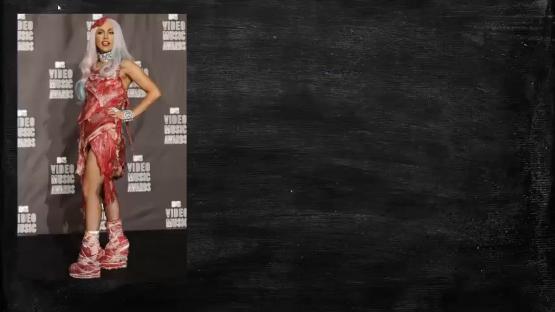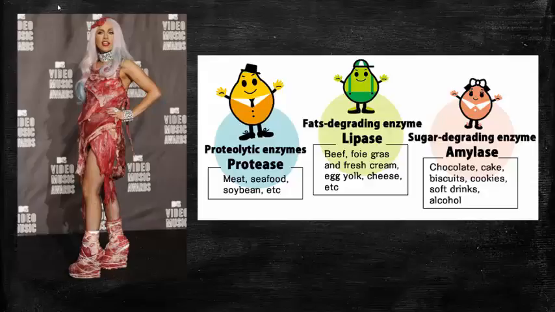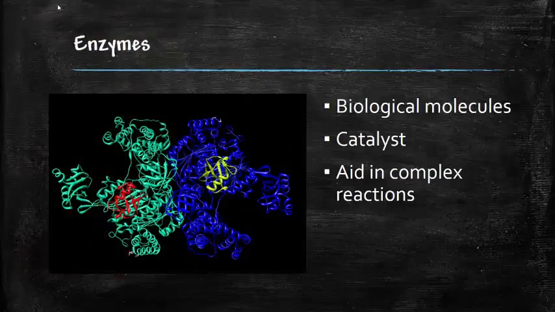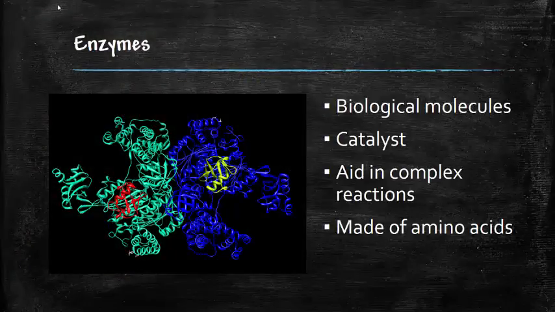So we talked about the functions of enzymes. One function in particular is when we eat. When we eat a piece of meat, a type of enzyme called a protease would go to work to help break down the bonds between the amino acids. And speaking of amino acids, enzymes are actually composed of amino acids and therefore are considered to be proteins themselves.